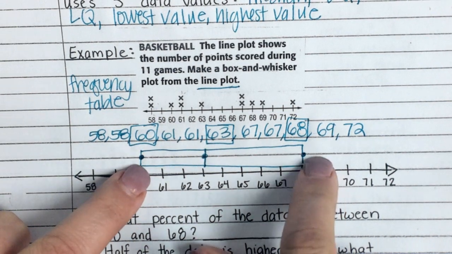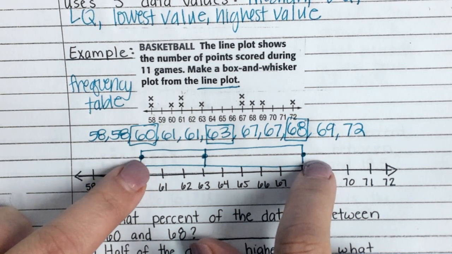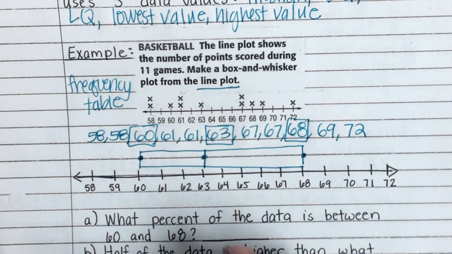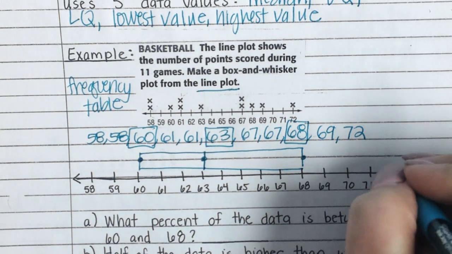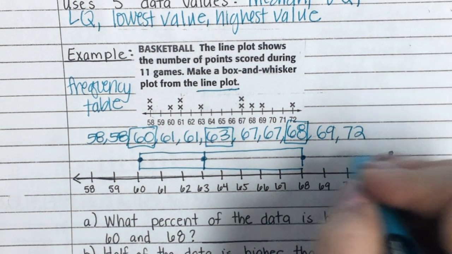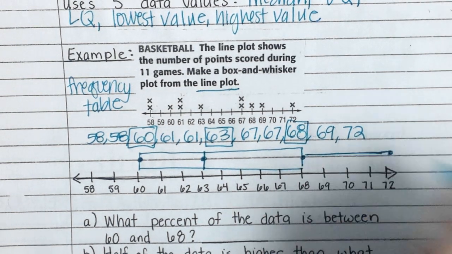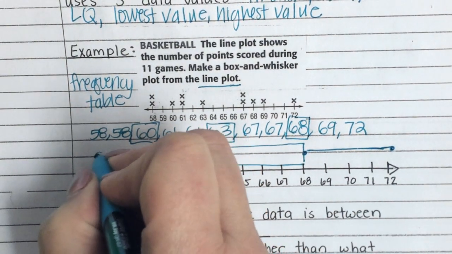So the distance from here to here represents what? Do you remember? You got it. The distance between your lower and upper quartiles, the interquartile range. So this whole box represents your interquartile range as well as your median. So we've done the box part of box and whisker. Our whiskers will go to our highest and lowest values. So we put a dot on our highest value, which is 72, and we draw a line. And we put a dot on our lowest value, which is 58, and draw a line.